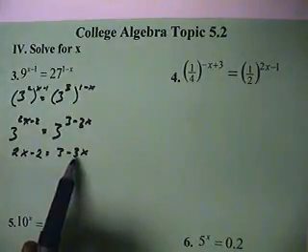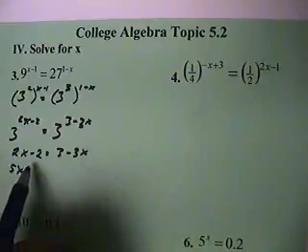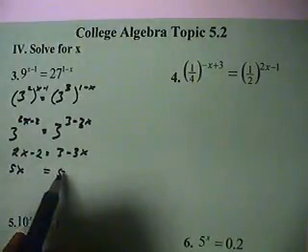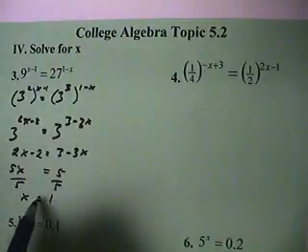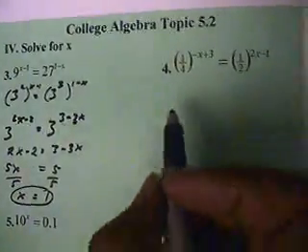From here, I'm going to add 3x to both sides, which will cancel that one, but make this 5x. I'll add 2 to both sides, which will cancel this one, and make the other side 5. Then dividing both sides by 5, I get x equals 1 for a solution. Okay, for number 4.